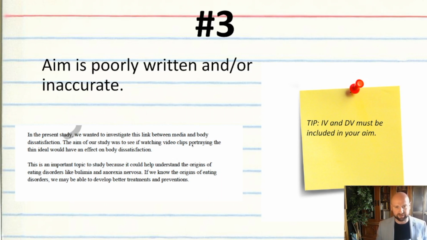So my independent variable here is the video clips, right? And to see if that factor, watching the thin ideal, would have an effect on, and here's my dependent variable, right? Body dissatisfaction. So the aim of any experiment is to understand an effect, right? A cause and effect. So include what's the cause, what's the effect. That is how you should include it in your aim. So make sure it's one sentence, but it's really important that you get that right.